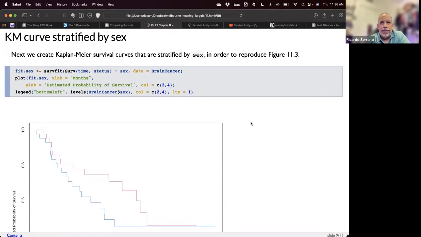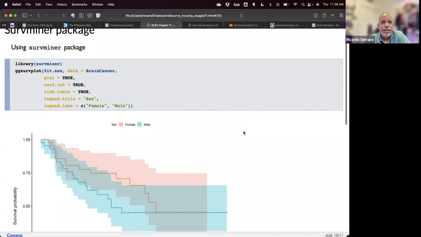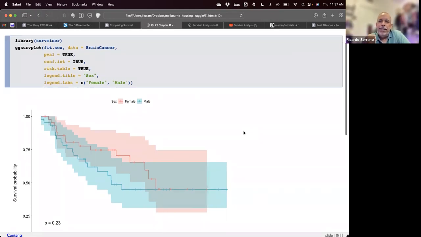Okay, so let's go to the test. What we're going to see later is a log rank test. In the survminer package, it already gives you the test in the form of a p-value. The test is for when you have two groups, male and female. The null hypothesis is that there is no significant difference between the survival probability of the females versus the males. We know by the curve that there's a gap, that's obvious, but is it statistically significant?